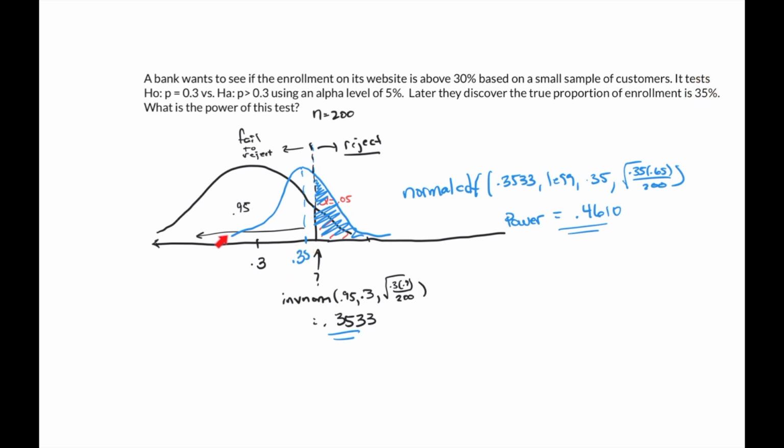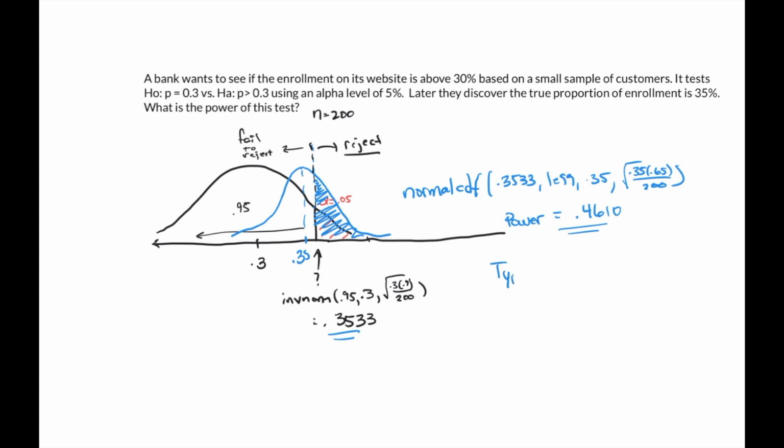The real curve, the true curve, the curve that I'm not assuming to be true, is the blue one. This is the true percentage, that's where the curve really exists. So I'd like to know if I'm going to be rejecting the null when it gets bigger than this, and I'd like to know under the new curve what area is greater than that number right there. And that's what you see me do right here. So we do normal CDF of 0.3533, 1E99, 0.35, and that standard deviation. And so we get a power of 0.4610.